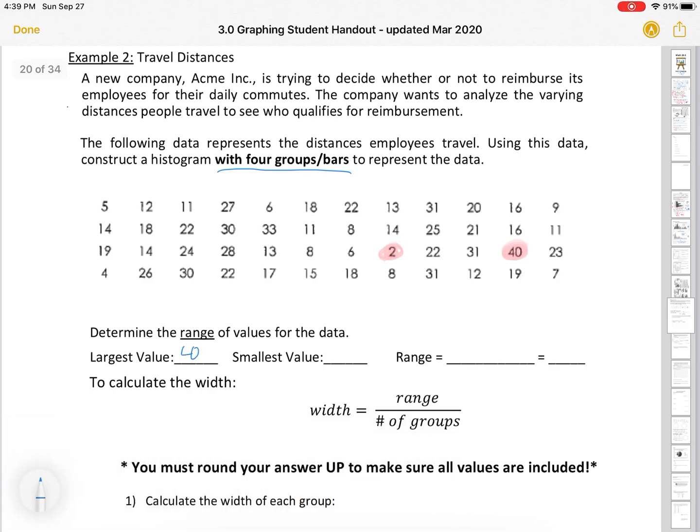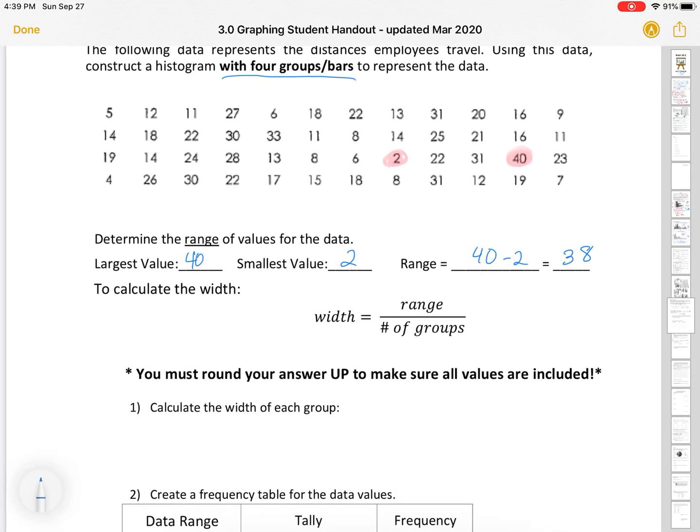So our largest value is 40, smallest value is 2. So the range is 40 minus 2, which equals 38. Okay, now we're going to round up to make sure all of our values are included, but this will give us an idea of the width of each group.